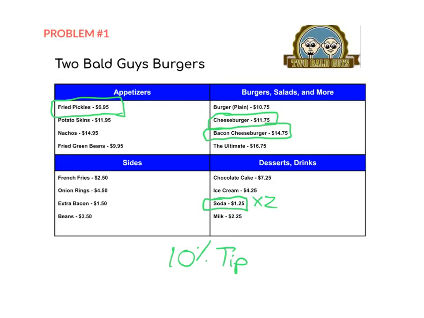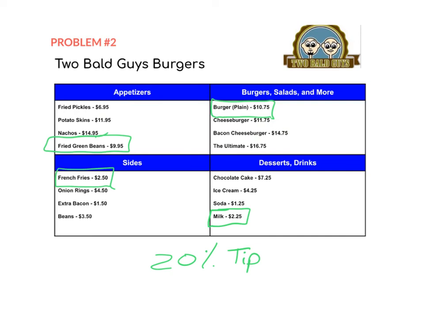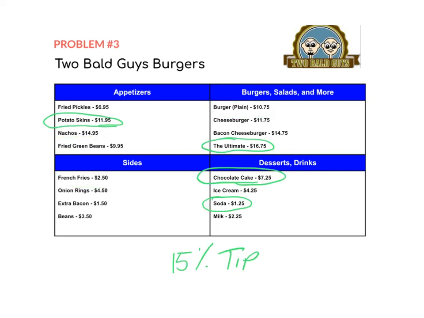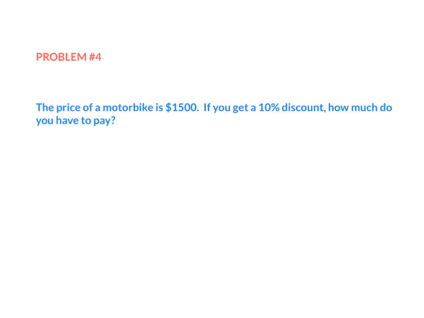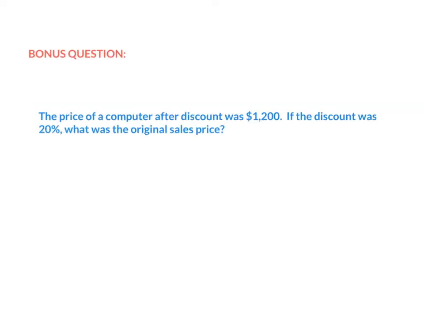All right, now it's your turn. Problem 1, you're going to add everything together and calculate a 10% tip. What is your tip amount? And then what is your total? You're going to do the same thing for problem 2, except it's a 20% tip. And again for problem 3, except it's a 15% tip. Problem 4 is looking at a discount. So calculate what the discount is and then what you have to pay in total.